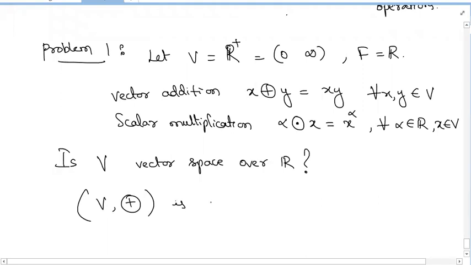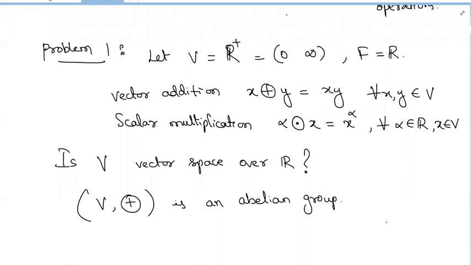Yes. Why is it closed, first of all? Why is it closed under this? If x is a positive real number and y is a positive real number, and you multiply two positive real numbers, you will get a positive real number. So it is closed.